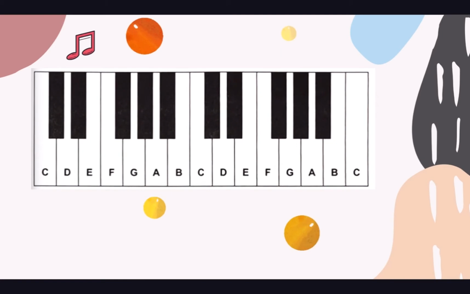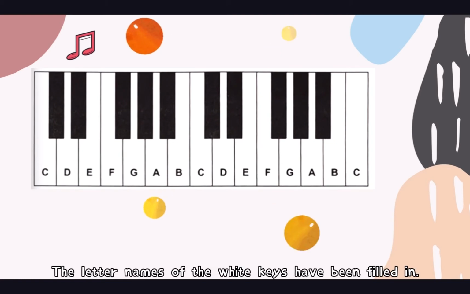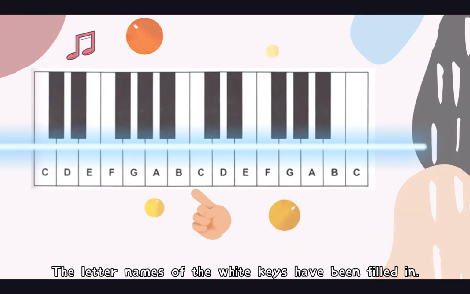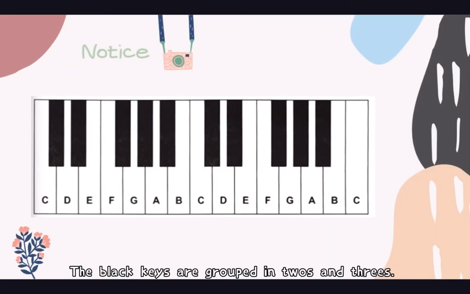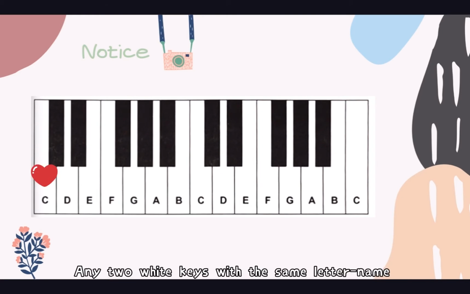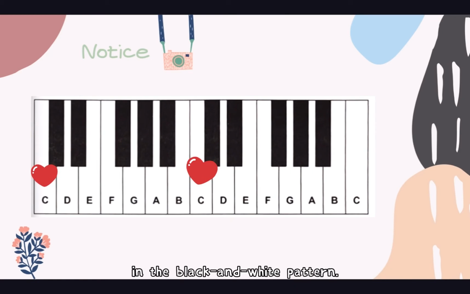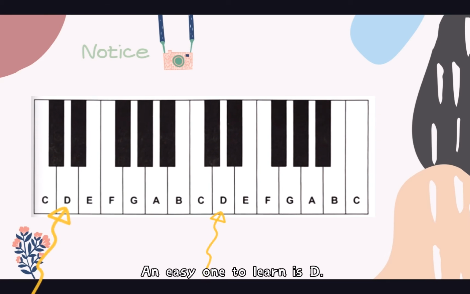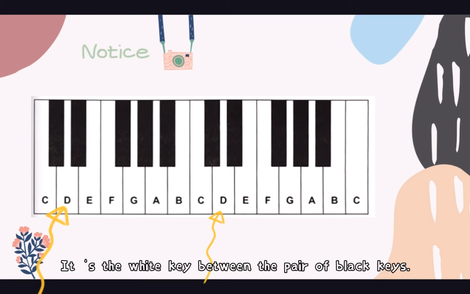Here is a diagram of a keyboard. The letter names of the white keys have been filled in. The black keys are grouped in 2s and 3s. The names of the white keys use all the letters of the music alphabet. Any two white keys with the same letter name come at the same point in the black and white pattern. An easy one to learn is D. It's the white key between the pair of black keys.